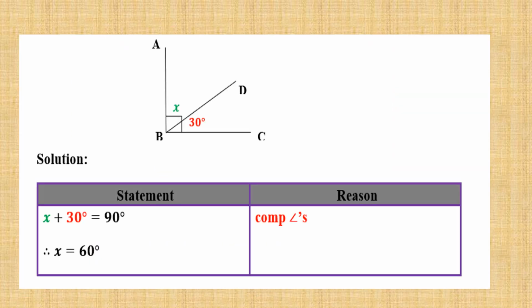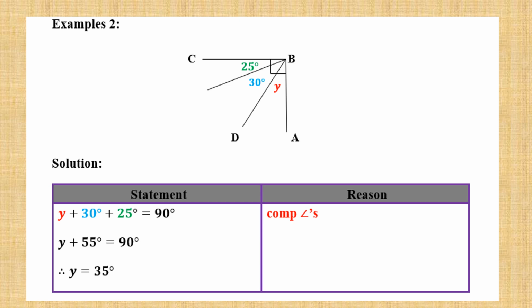So in this example, we have a shape ABC. On that shape, we have letter X and 30 degrees. Because X and 30 degrees lie on a right angle triangle, for us to get X we are going to use complementary angles. So we're going to start by saying X plus 30 equals 90 degrees. The reason for that is complementary angles. When we transpose 30 to the right hand side, we subtract 30 from 90 and X will be equal to 60.